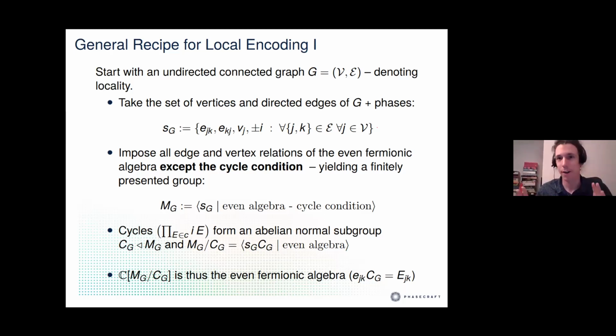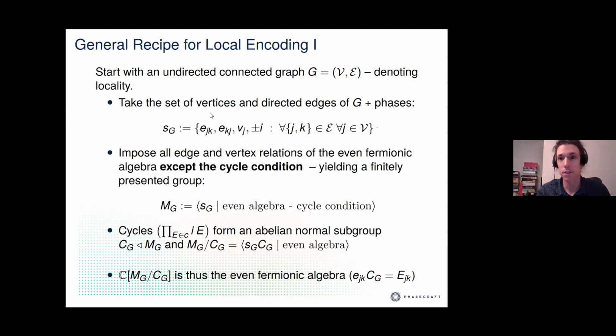So we start with an undirected graph. And this graph denotes the locality of the physical system that you're interested in, for instance, a square lattice. We take the sets of vertices and the directed edges of this graph. So we take both directions of the edge, right? Which are these E_JK and E_KJ. And we add some phases and we take the set. And then we impose all of the edge and vertex relations that I described earlier for the even fermionic algebra, except we ignore the cycle condition, okay? And this yields a finitely presented group, which I'm going to call MG, right?